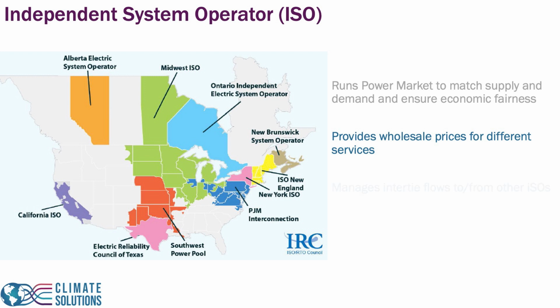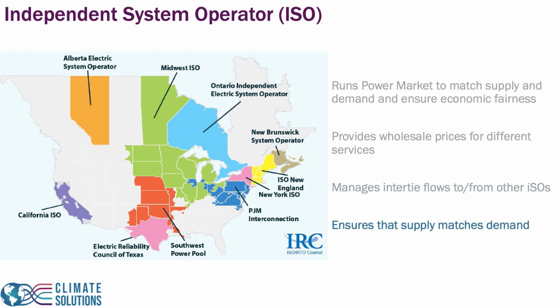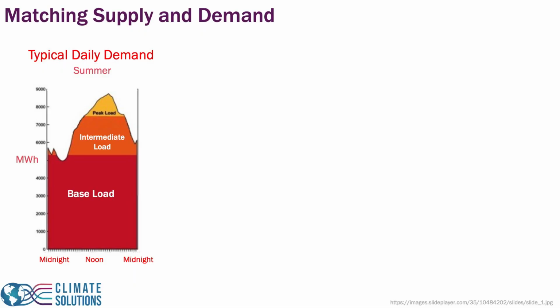And they also manage the connection of electricity from one region to the next. So for example, here in New England, ISO manages power that comes down from Canada and power that comes across from New York. And their job is to ensure that supply matches demand. So what do I mean about supply and demand, and how would you even go about matching that? What I'm showing you here in this graph is a typical load on a summer day.